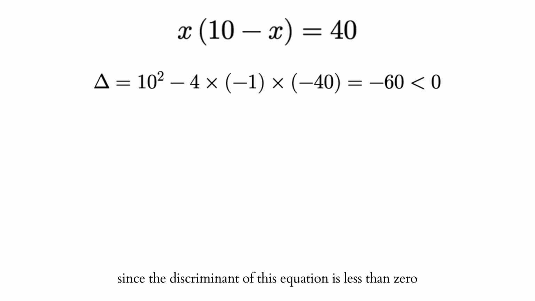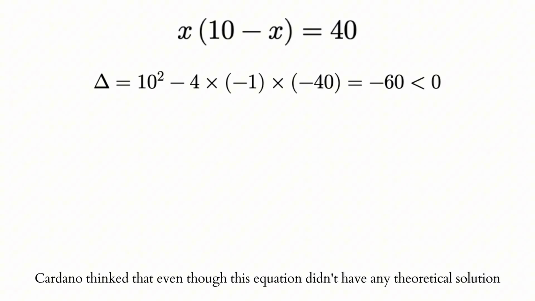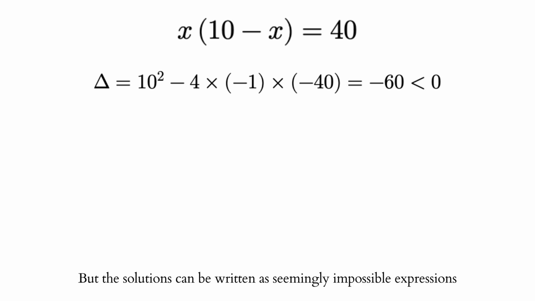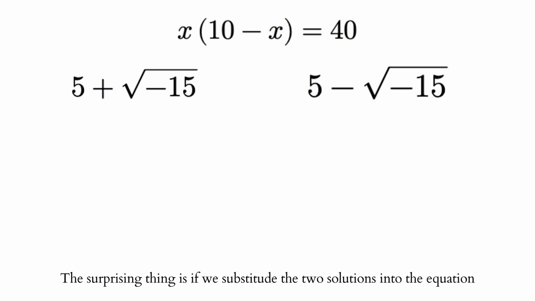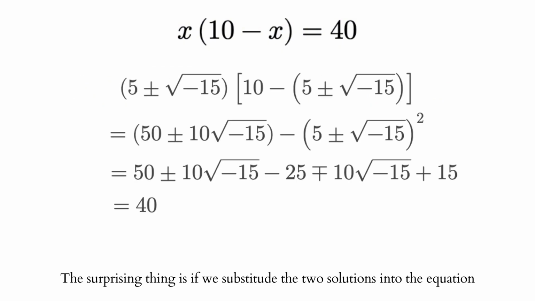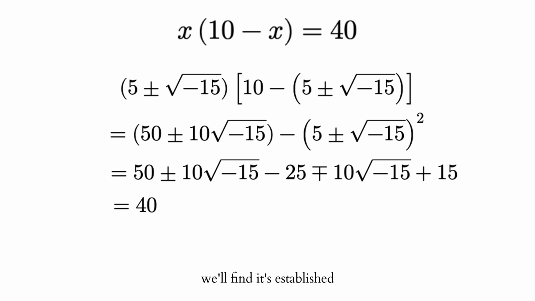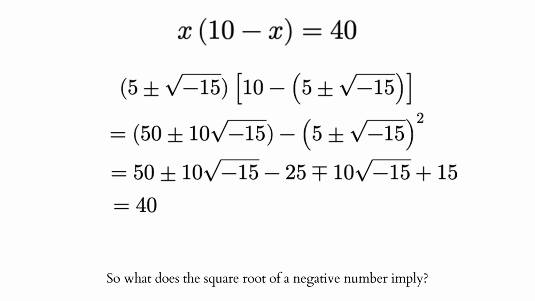is less than 0. Cardano thought that even though this equation didn't have any theoretical solution, the solutions can be written as seemingly impossible expressions. That's 5 plus and minus the square root of minus 15. The surprising thing is if we substitute the two solutions into the equation, we'll find it's established. How interesting, right? So what does the square root of a negative number imply?